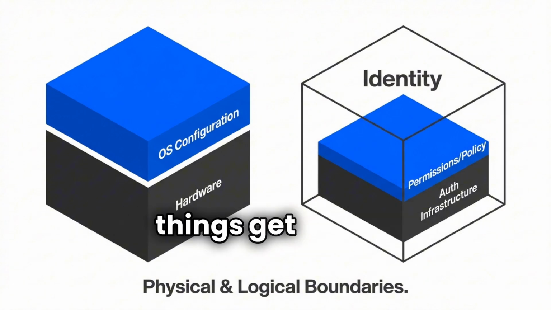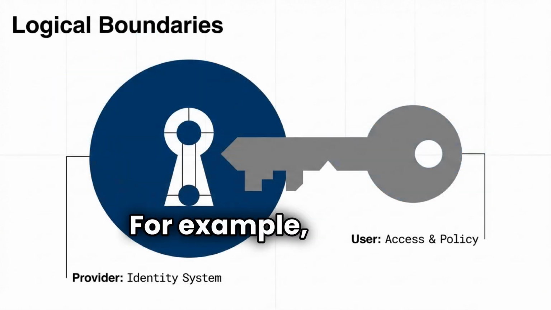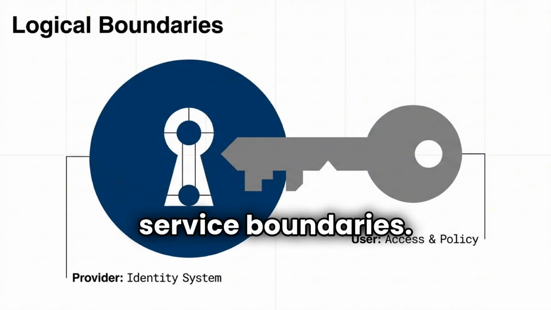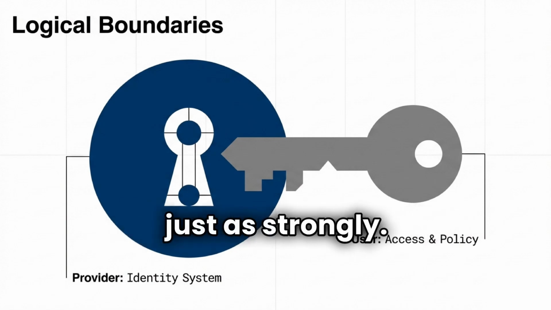Now here's where things get subtle. Not all boundaries are physical. Many cloud ownership boundaries are logical. For example, identity boundaries, network boundaries, service boundaries. You never touch them physically, but they define responsibility just as strongly.